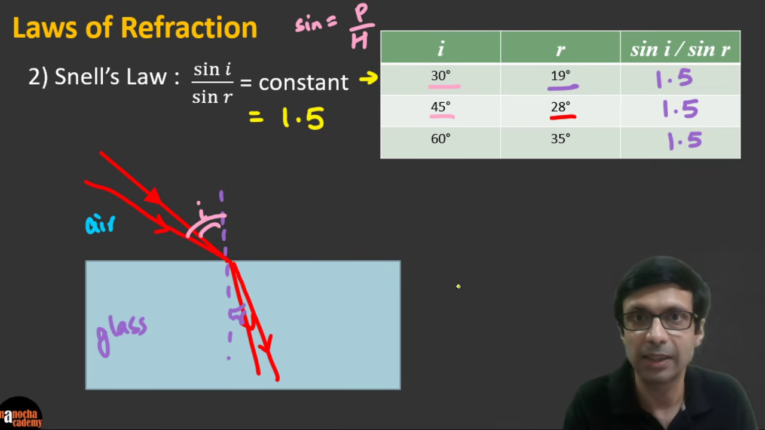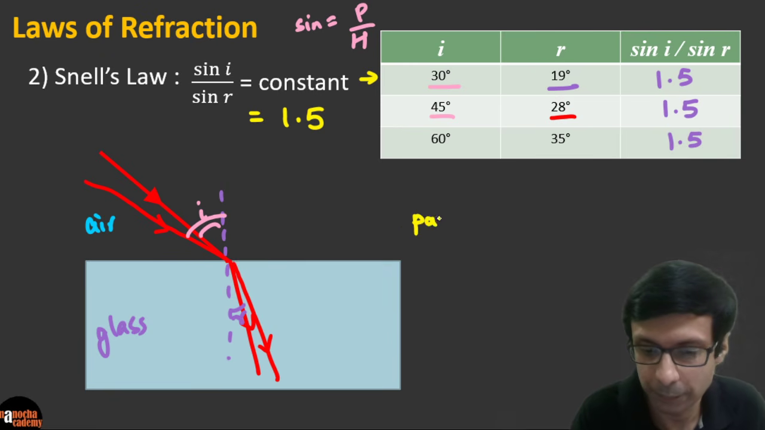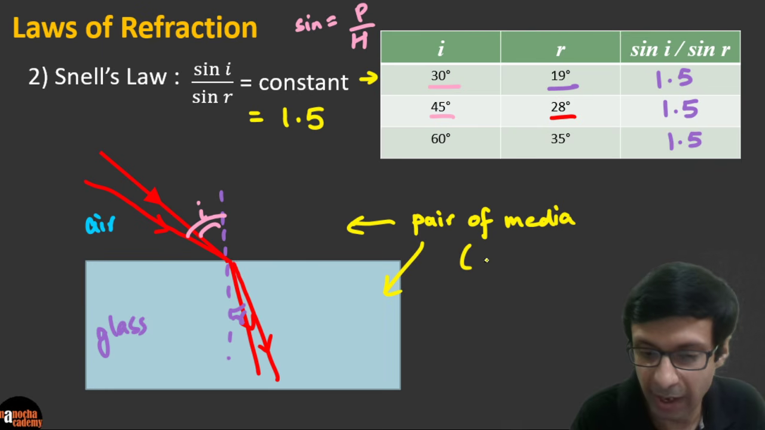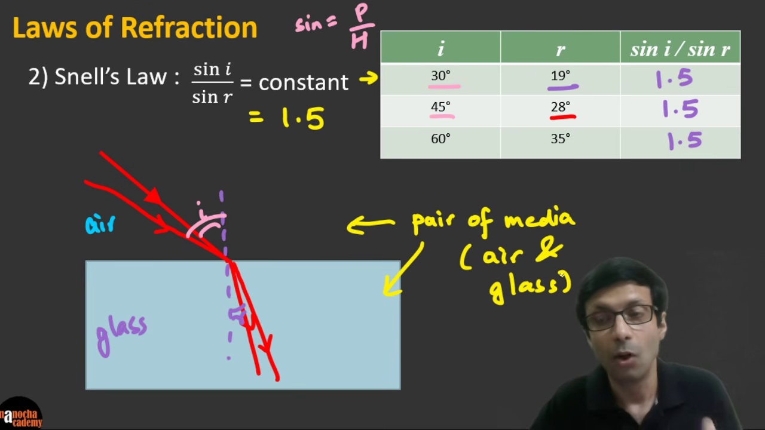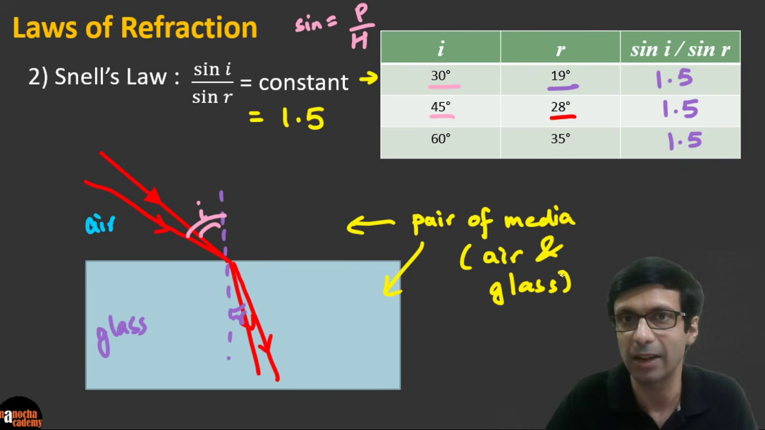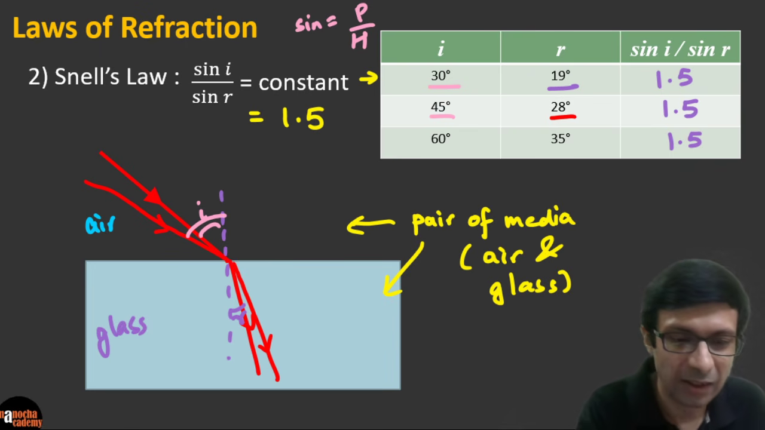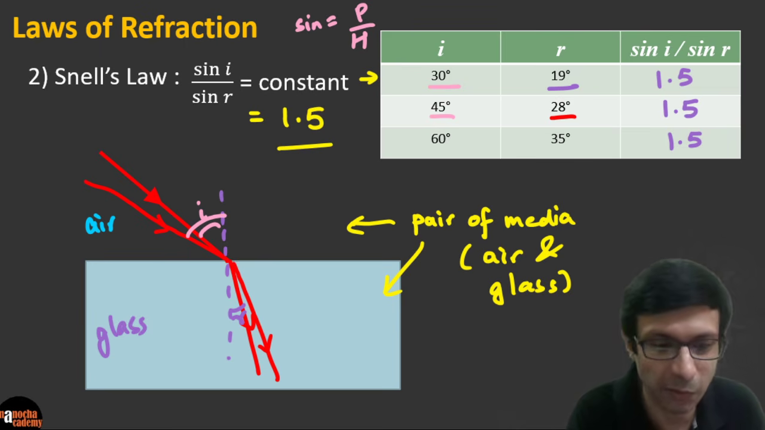So what Snell's law says is that for a given pair of media, and in this case, what is it? Air and glass. This is our example here. So it could be air and water, water and glass, whatever. For a given pair of media, so it's not that the value is going to be constant always. It's not just one standard value. For air and glass, so for this pair, the value is 1.5. Okay, so can you see that? For this pair, the value turns out to be 1.5. And you've seen that we've done the table, right? We've tried out all these values and we did the division.